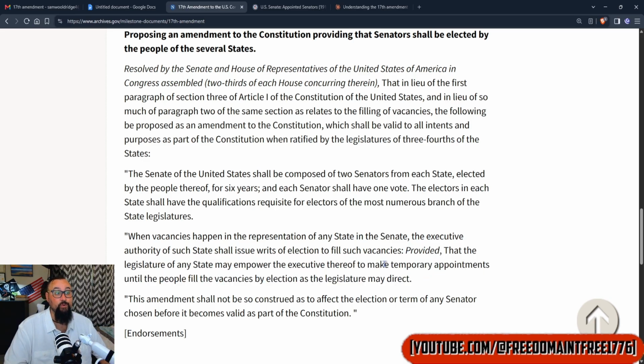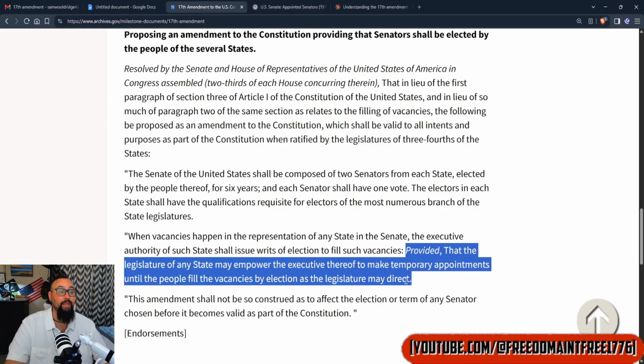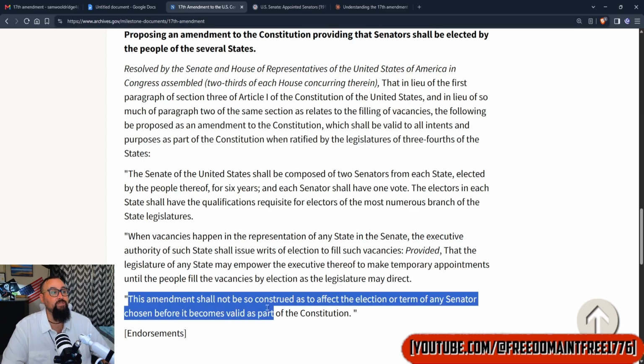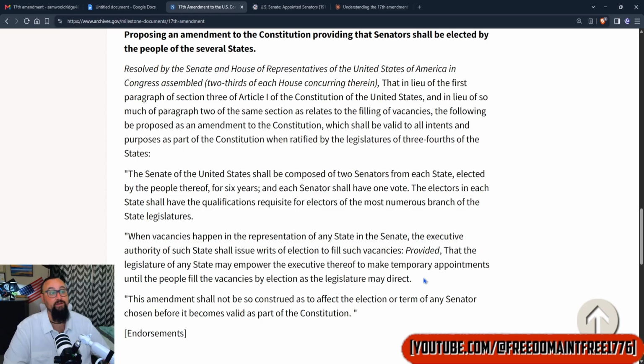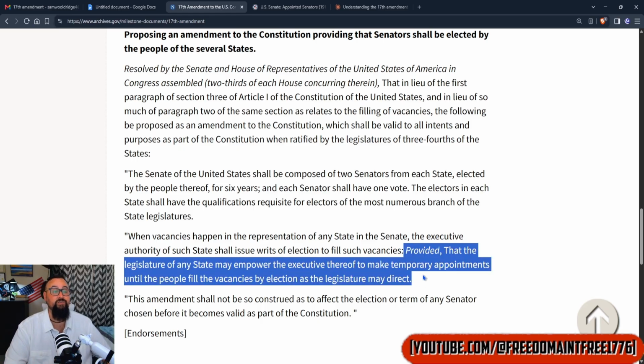This is going to be an important part right here. Sorry, I was looking at the word appointment. This is really the whole reason why I decided to take a look at this 17th Amendment. In my last video, I was discussing the, well, let me finish reading this out. Quote, the amendment shall not be so construed as to affect the election or term of any senator chosen before it becomes valid as part of the Constitution. Okay, and then the dude signed it, right? So, like I said, it's this section right here.